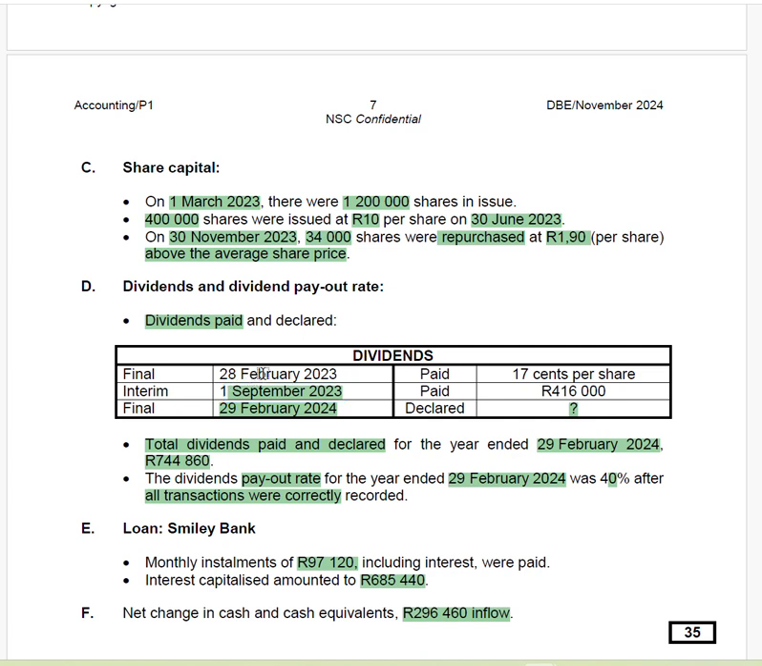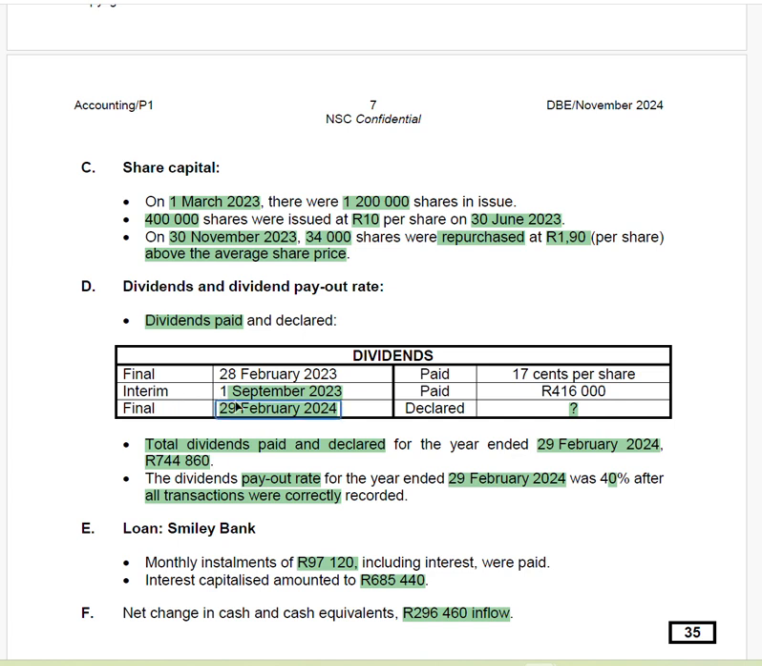So the final dividends pertain or relate to the previous year of assessment, which is 28 February 2023. Do I really need them? No, I do not need them. Why? Because they've already been taken into account in my opening balance retained income, which the examiner has already provided to me. Then we're going to look at the second one.